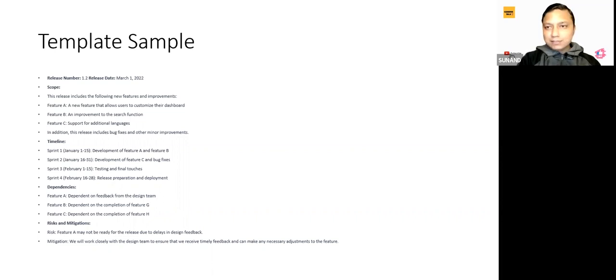Another important thing is the dependencies, like what dependencies we can encounter during this. So feature A depends on the feedback from the design team, feature G depends on the completion of feature S. What are the different risks and mitigation plans? The risk is that a feature may not be ready for the release due to a delay in design feedback. Mitigation: we will work closely with the design team to ensure that we receive timely feedback and can make any necessary adjustments to the feature.